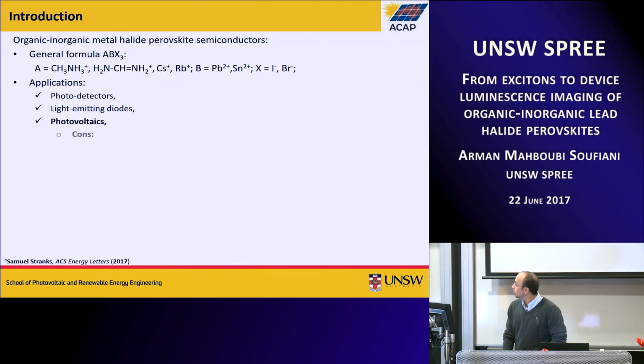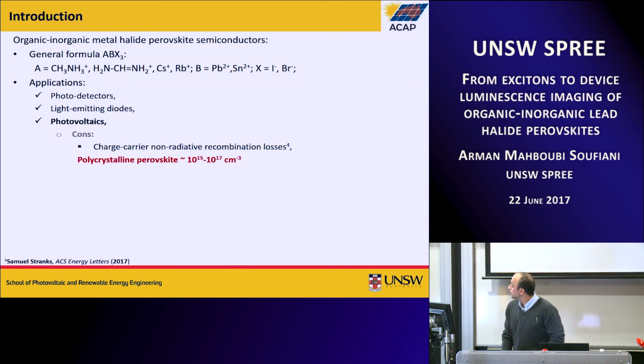They have some issues as well. One, although it might sound surprising, is that they have quite high non-radiative recombination losses in these materials, and people are working on addressing this issue. Just to give you an idea, the defect density has been reported to be in the order of 10 to the power 15 to 10 to the power 17 per cubic centimeter in the polycrystalline perovskites. You can compare that to the CIGS semiconductor in the order of 10 to the power 13, and also single crystals are within the region of 10 to the power 9 to 10 to the power 12.